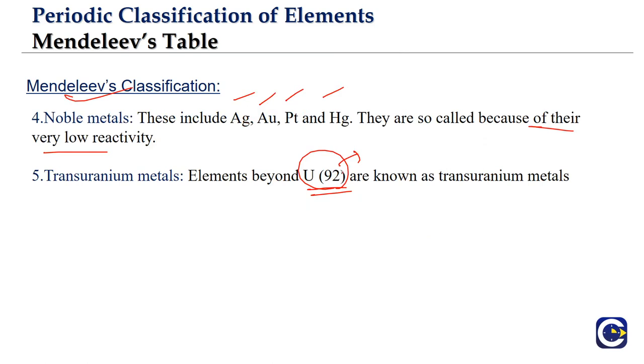Here the atomic number of uranium is 92. So the elements that come after uranium, after the atomic number of uranium, we can also say after the atomic mass of uranium, we call them trans-uranium metals. So this is one classification of the elements that has been done based on the Mendeleev table. And the zeroth group is the noble gas elements or the inert gases.